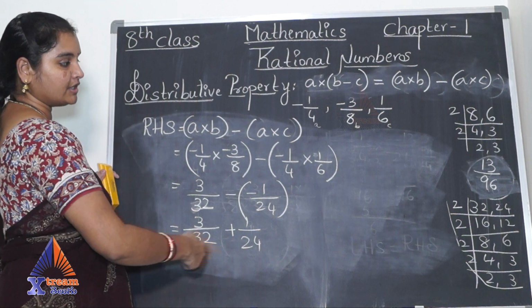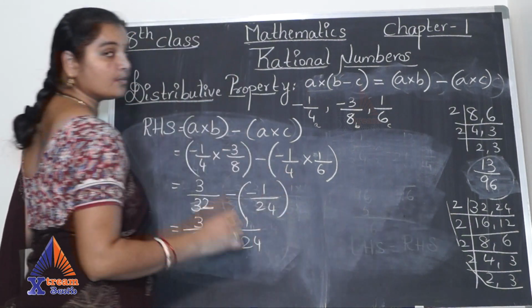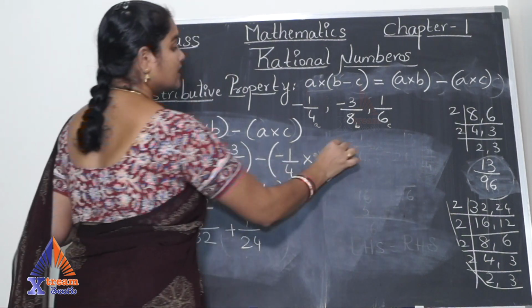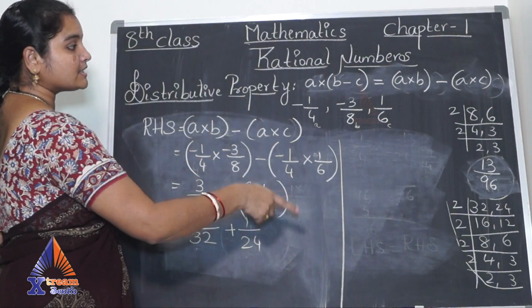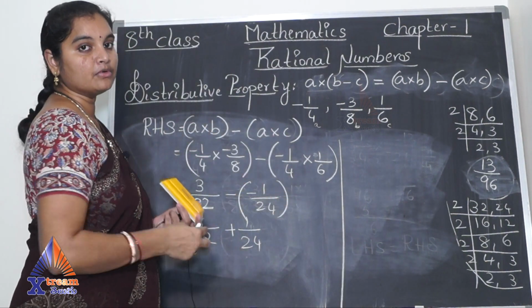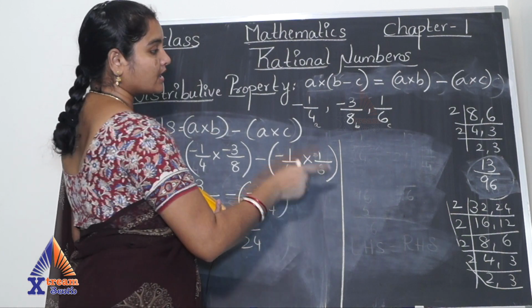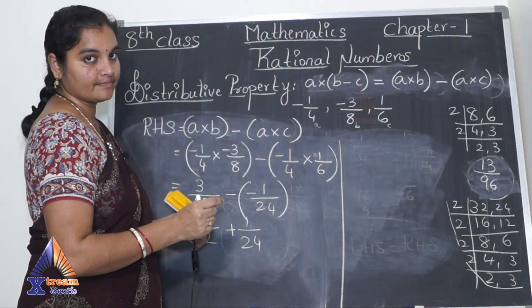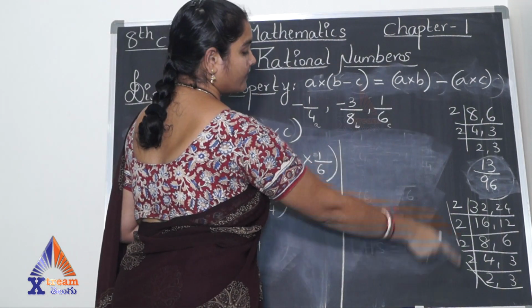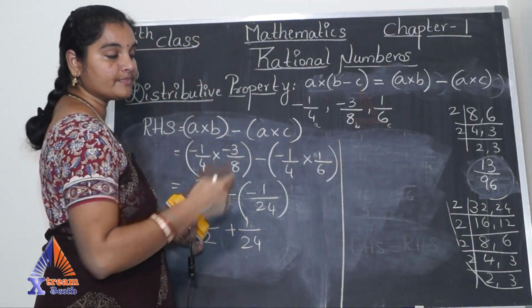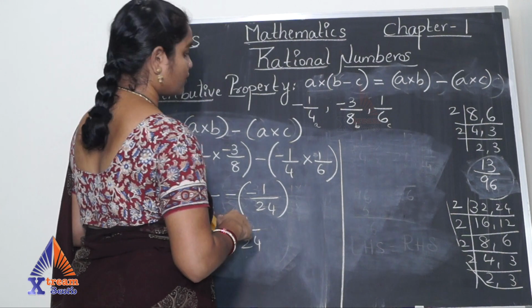Now again for 32 and 24 we have taken LCM here, which we got as 96. So always a rough column will help you not to repeat the same work and also gives you clarity on what number you got as an answer. Okay, so it's a very good habit to maintain a rough column on the right side of your page.